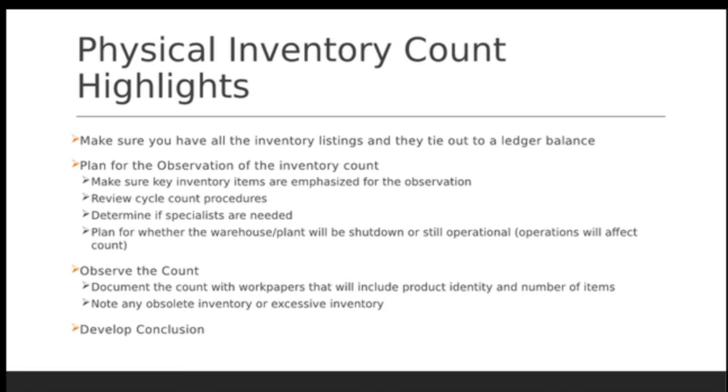So you're going to observe that inventory count and make sure that the documents related to your work papers are correct with all the items, the counts, the unit of measures. Make sure you've got the right unit of measure on the items that you're looking at. And so then you'll be able to note any obsolete inventory or excessive inventory through that observance, and then you'll develop your conclusions on the audit plan.